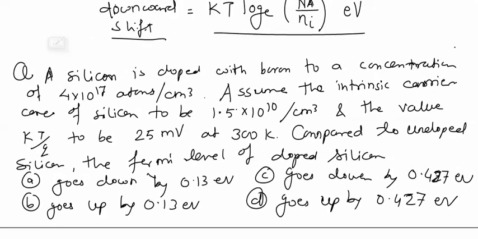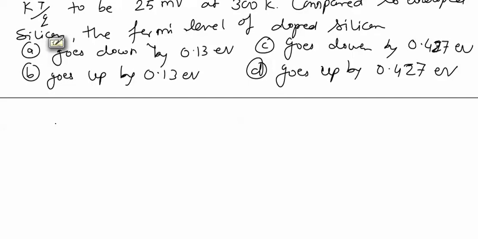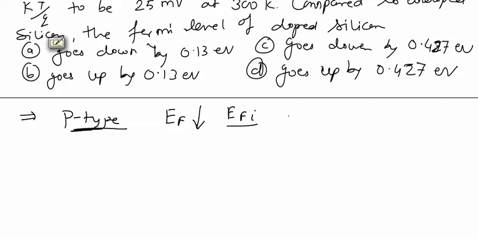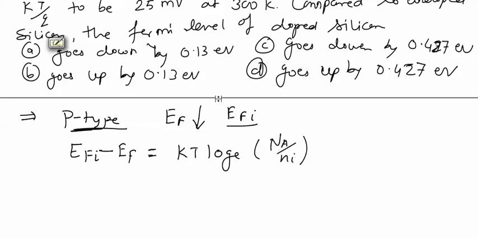Now we know that if a semiconductor is doped with boron, the resultant semiconductor will be p-type semiconductor, and in p-type semiconductor the Fermi energy level EF goes down with respect to Fermi energy level of intrinsic semiconductor EFI, and the downward shift is given by EFI minus EF equal to kT log to the base e Na upon Ni. In the question, kT by Q is given as 25 millivolt, and in the problem we have written kT. Both these terms are same.